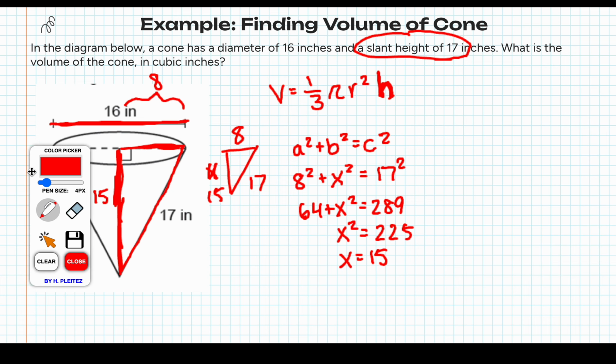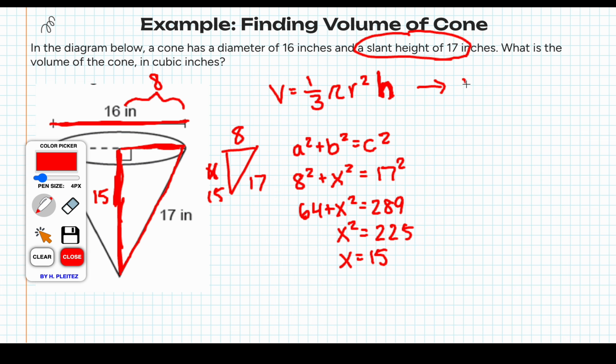So now when we substitute into the volume formula, we have V equals 1/3 of pi. Our radius is 8, and we're squaring that, and then multiplying by the height of our cone, which is 15. So you can literally go ahead and plug this all into your calculator.